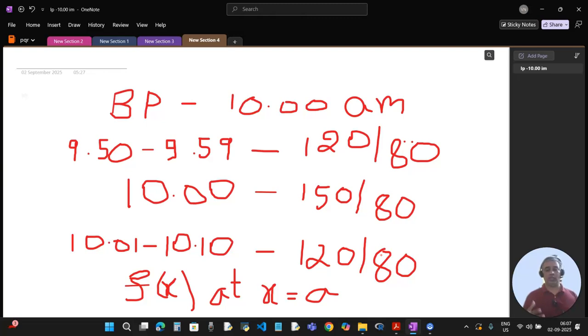So in some cases what happens is, if the behavior is defined as some f of x at x equal to a, that f of x might not be defined or might be having some faulty behavior, then we are going to calculate what is the value of f of x when x approaches a, that is just before 10 a.m. what is the reading, just after 10 a.m. what is the reading, and we will use that to find the value at 10 a.m. So in this case we say that the value at 10 a.m. is 120 by 80 only. So that's how the limit is defined.